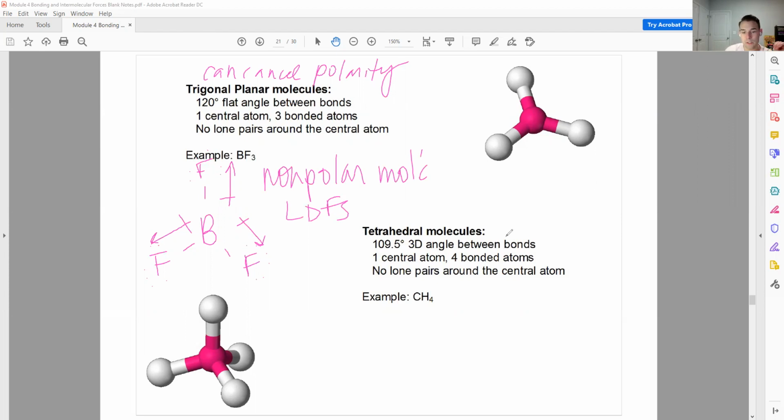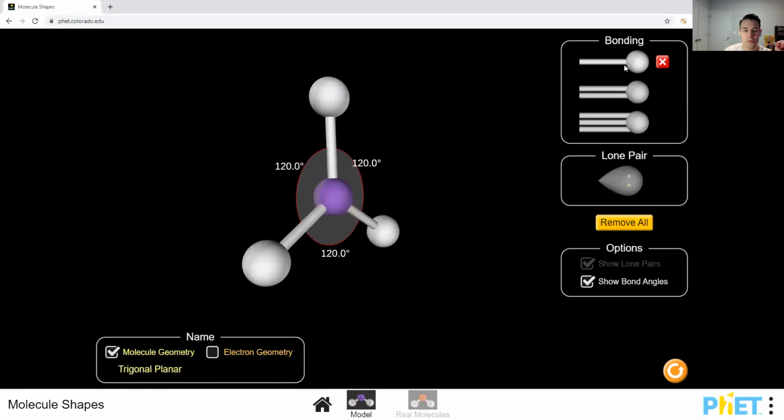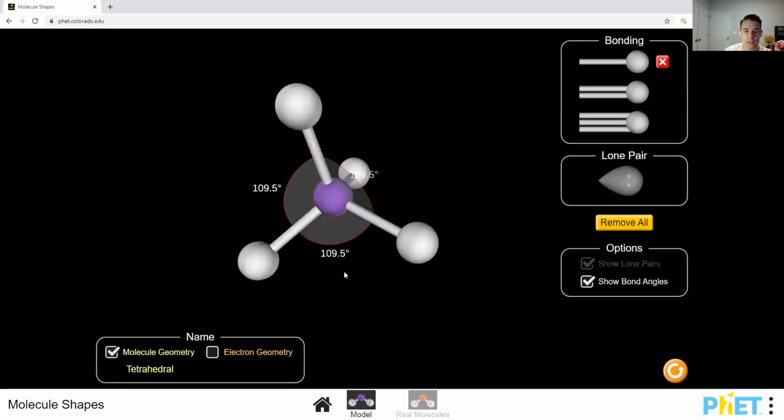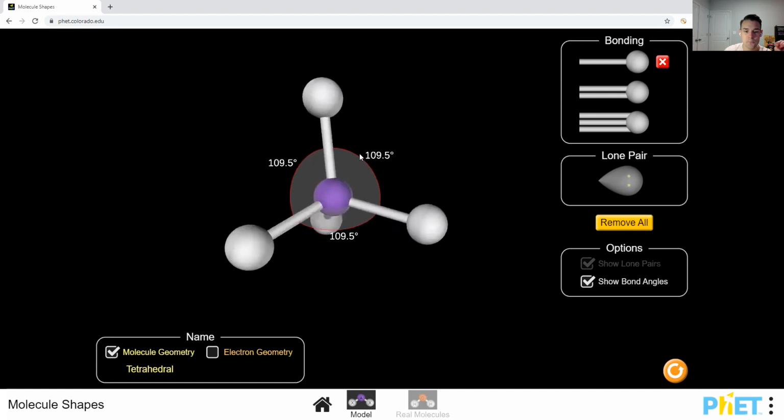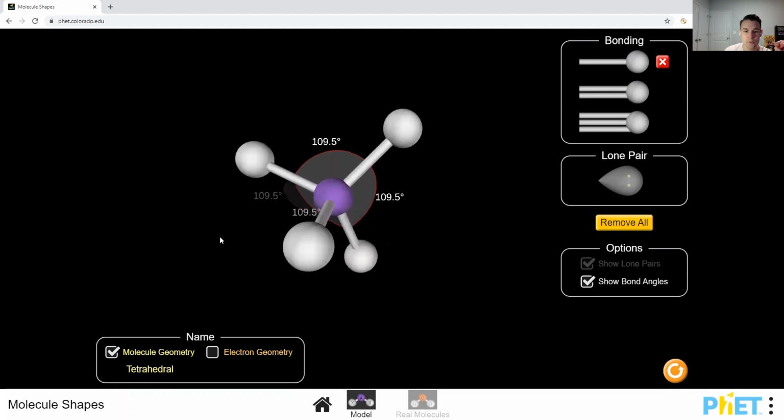So our next shape is tetrahedral. It's 109.5 degrees between these angles. There's one central atom with 4 bonded atoms and no lone pairs. So if we look at this, here's my trigonal planar. If I add a 4th bond, here is my tetrahedral. Okay, so you can see what it looks like. You can move it around.